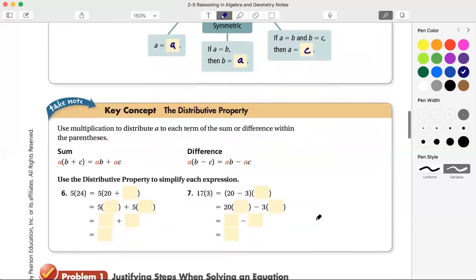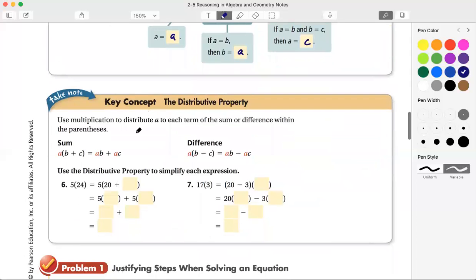An additional property is something called the distributive property, where we can distribute over a sum or a difference. For example, 5 times 24 is the same as 5 times 20 plus 4. So I would distribute the 5 to each number. That's 5 times 20 plus 5 times 4. And that's how I get 100 plus 20, which equals 120.